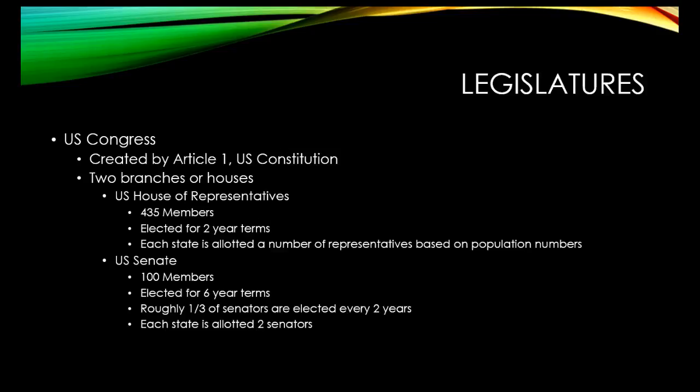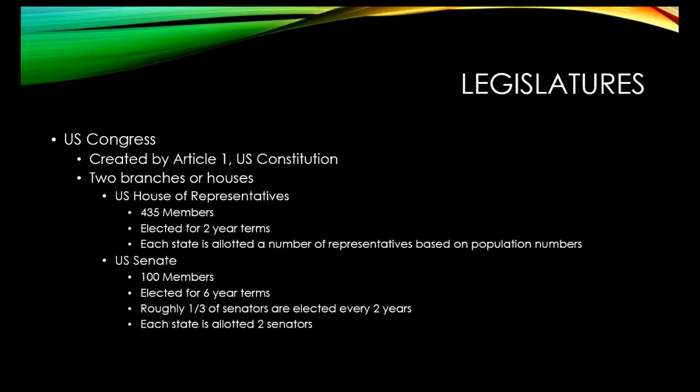There are actually extra delegates in there from Puerto Rico, from Guam, from the Virgin Islands, and from the U.S. District of Columbia or Washington, D.C., but they don't vote. So 435 voting members.